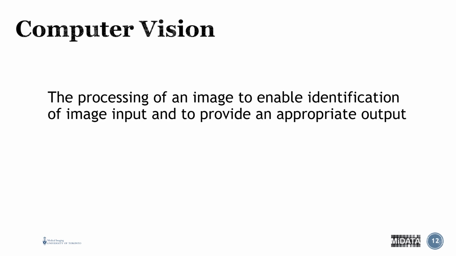So computer vision is the processing of an image to enable identification of image input and to provide an appropriate output. And so, just as I said before, one of the processes of being able to identify patterns in the input of an image to provide the output, which would be classification, is something that is becoming very, very important in the world of AI and medical imaging.